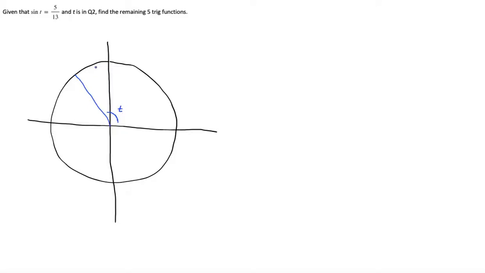We also know that the sine of t is 5 over 13. Remember, sine represents the y coordinate here. So whatever this coordinate is, we know that the y value is 5 over 13, and that's the sine of t. So we need to know what this x coordinate is. How are we going to find the value of this x coordinate?